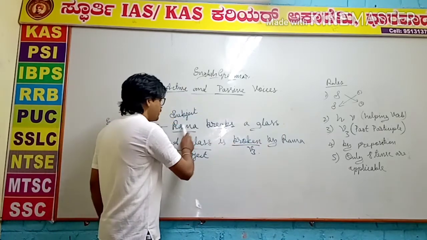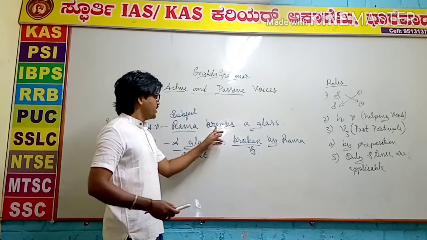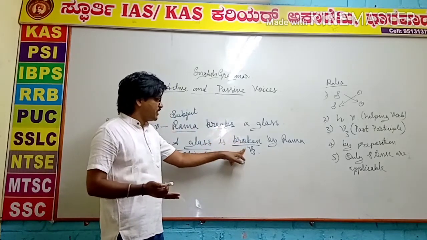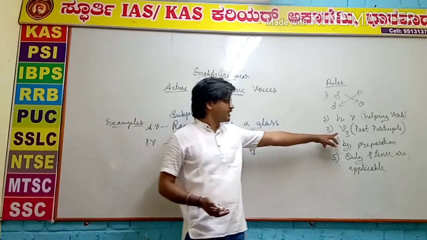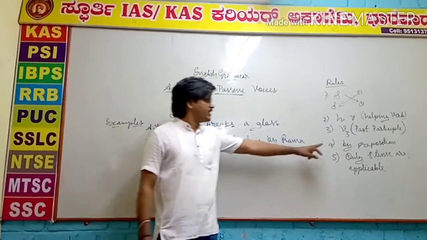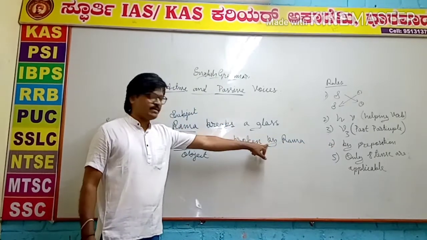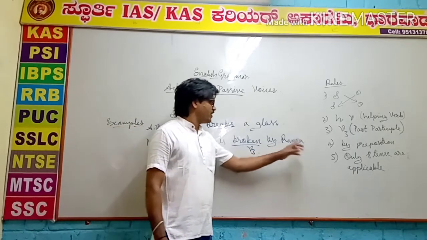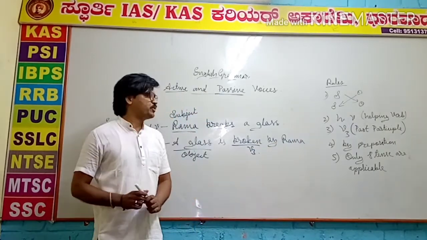So first, in active voice we use the V1 form. Next, we change it into V3 form. That is the third rule. Clear? Next, the preposition by. Where is the preposition by used? In passive voice we have to use the preposition by.